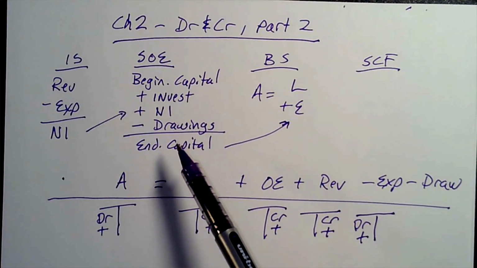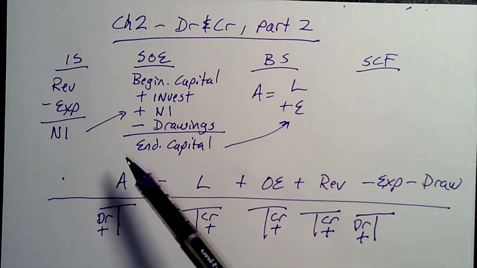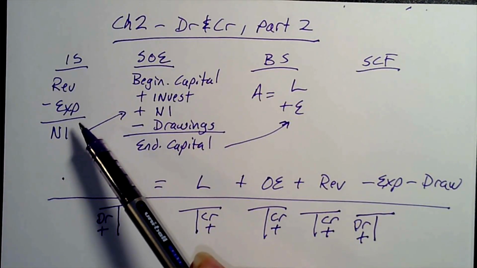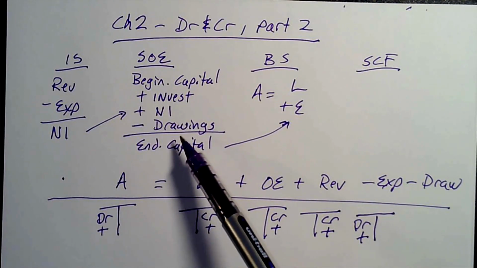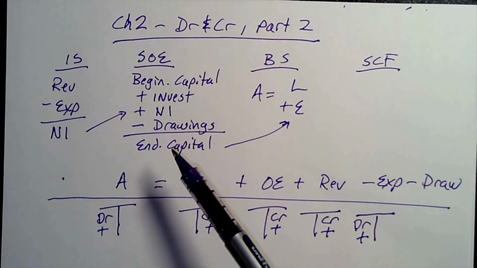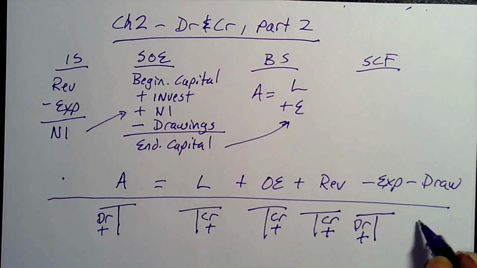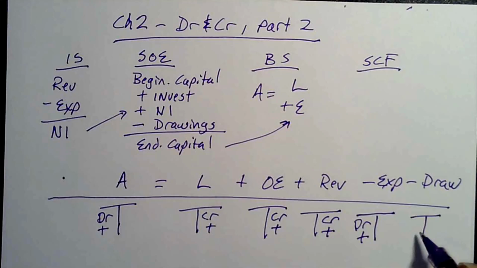Drawings are also money leaving the company, but for a different purpose. It's not for day-to-day operations, which is what expenses are for. Drawings are for when the owners take out money from the company, and they behave very similarly to an expense. Now, it seems complicated, and I agree with you. It's a little fussy here.